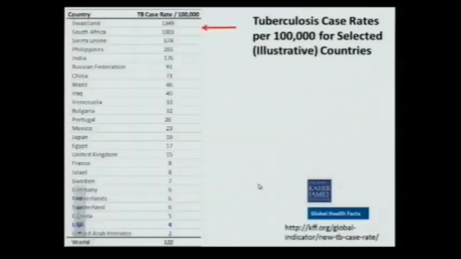Here are some places. Look at this. Swaziland and South Africa, very high. Sierra Leone, Michael, this is really a tragedy. So they are one of the highest places affected by TB, and all that's being disrupted right now. Let's see where the U.S. stands. Oh, we're down here. Actually, we're now down to about 3 per 100,000.